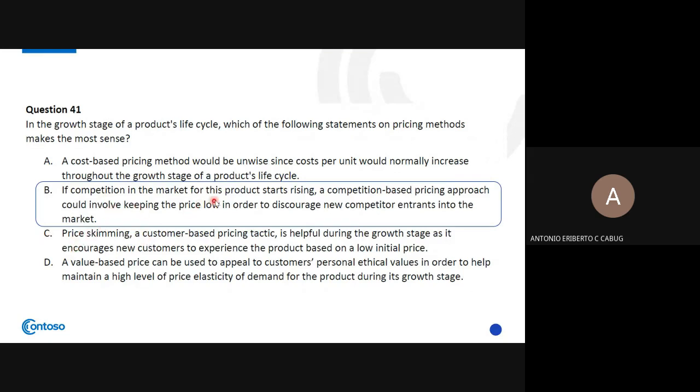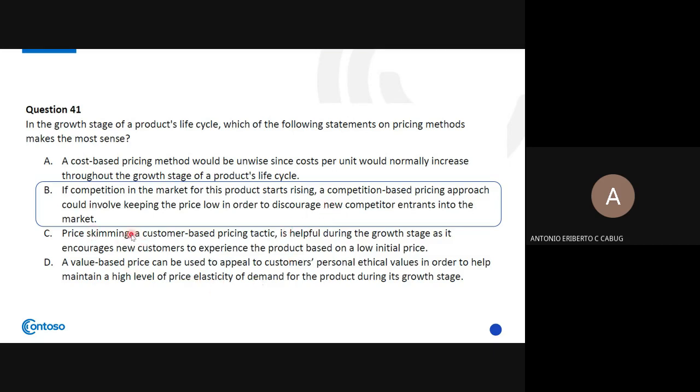If competition in the market for this product starts rising, pumapasok na yung mga copycat, no? Yung mga cheap copies. Kunyari, meron tayong magandang design. Pumapasok na yung mga cheap copies. A competition-based pricing approach could involve keeping the price low in order to discourage the new competitor entrance into the market. Pwede mong patayin yung mga kompetensya mo by setting your price low. Tama ba?